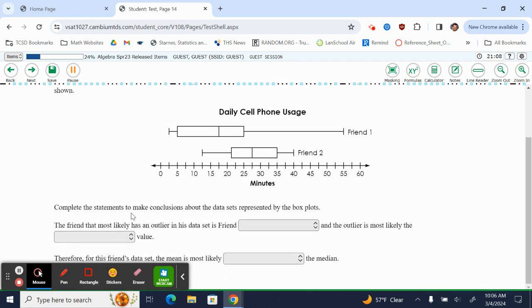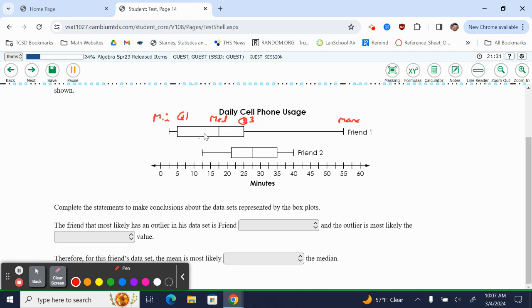So the friend that most likely has an outlier is blank. So let's talk about some things, right? This is a box plot, and a box plot represents your data. There are five important numbers: a minimum value, a first quartile, a median, a third quartile, and a maximum.